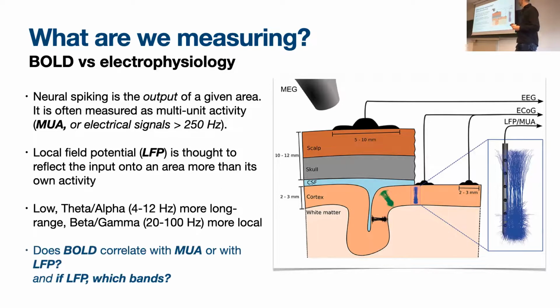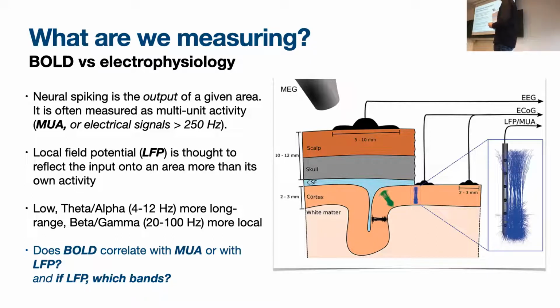But any electrode doesn't only pick up very fast signals, you're also measuring slower signals. These are local field potentials. Local field potentials are thought to reflect more the input into an area than its output, right? So if we're measuring fast signals, we're looking at the outputs of a specific region, and if we're looking at local field potentials, we're looking at the inputs to that region.